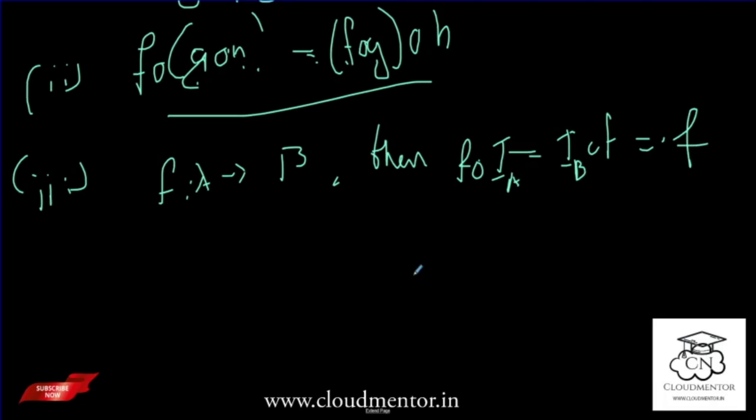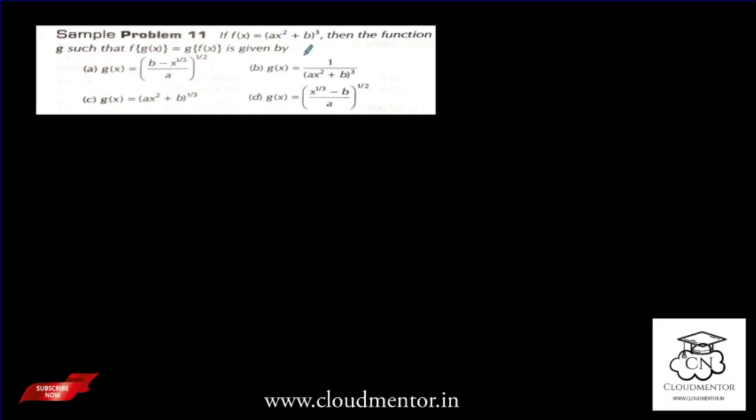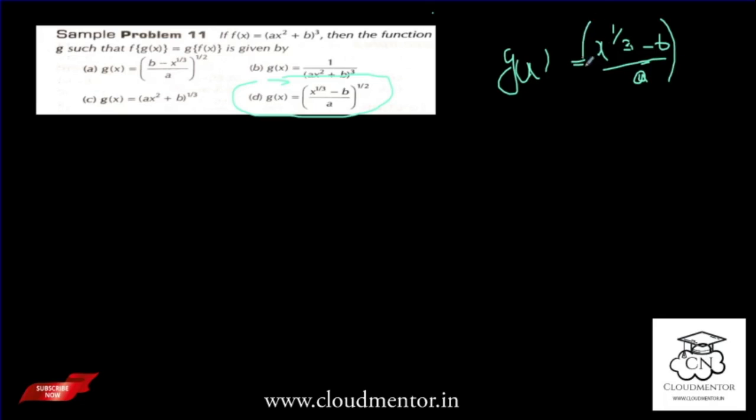So now let's move to the question. If f of x equal to (ax squared plus b) the whole cube, then the function g such that f of g of x equal to g of f of x is given by which function? So this question we can just assume anything and prove that it is correct. So I am taking the last one, option D, as g of x. Let g of x equal to ((x raised to 1 by 3) minus b) by a, the whole raised to 1 by 2.